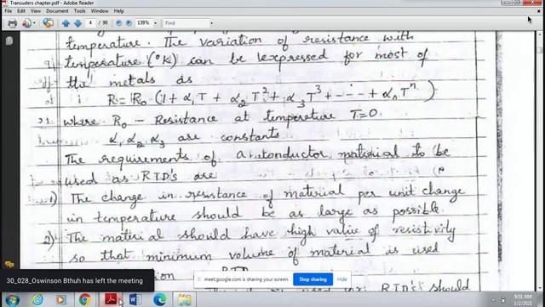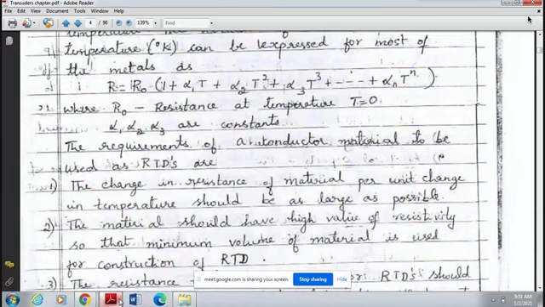Next, the material should have high values of resistivity. The conductor material we are going to use in the resistance temperature detector should have a high value of resistivity, so that a minimum volume of the material is used for the construction. Why should we have a high value of resistivity? A smaller piece of the material itself should have high resistive capability, so that the size of the conductor material can be reduced. If you select a small piece of conductor material with high resistivity, that is enough, which in turn reduces the size of the resistance temperature detector.